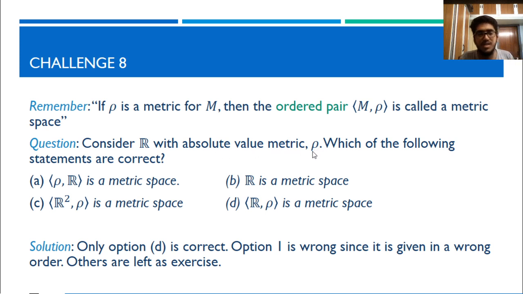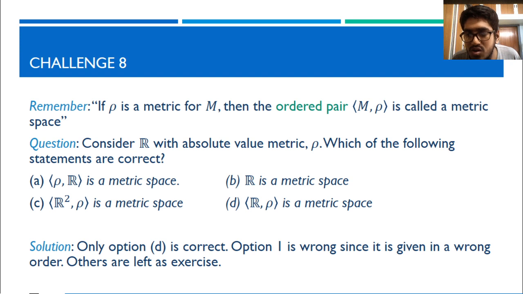If R is associated with the discrete metric, we will not say R is a metric space. We will have to specify that R is a metric space with the discrete metric. So when we simply say R is a metric space, we mean R with the absolute value metric. Say yes, Bijal, so the same metric can work on different sets.